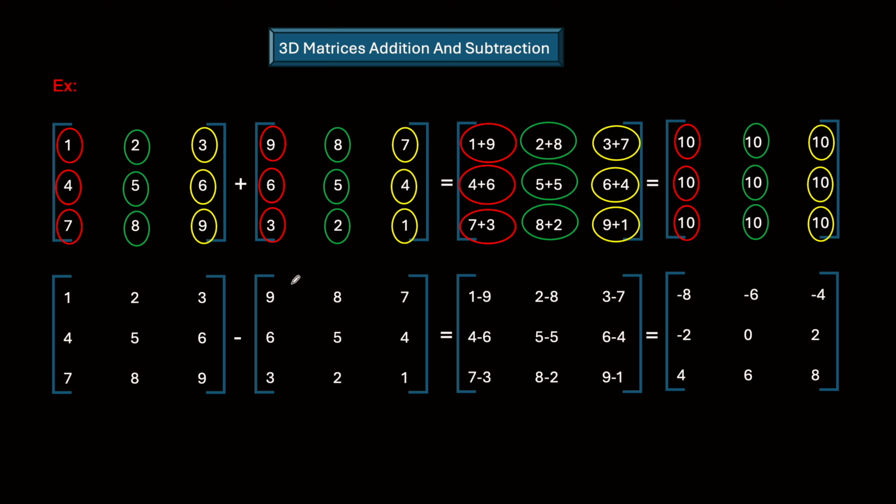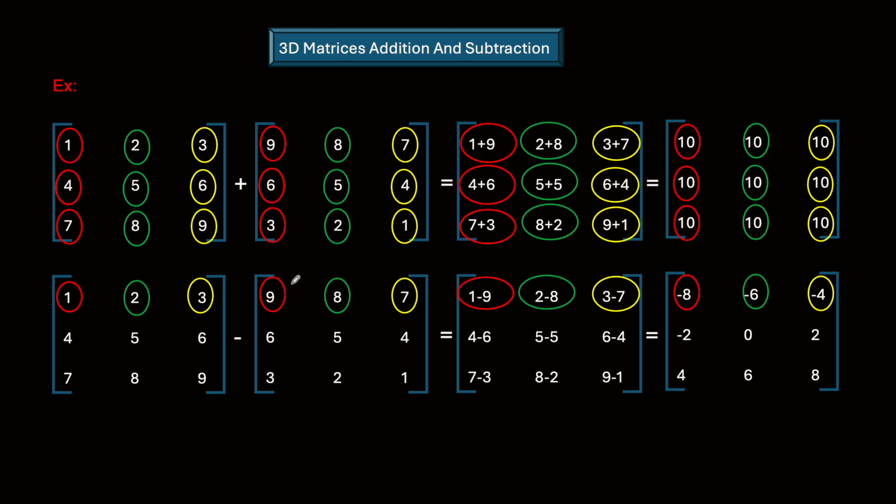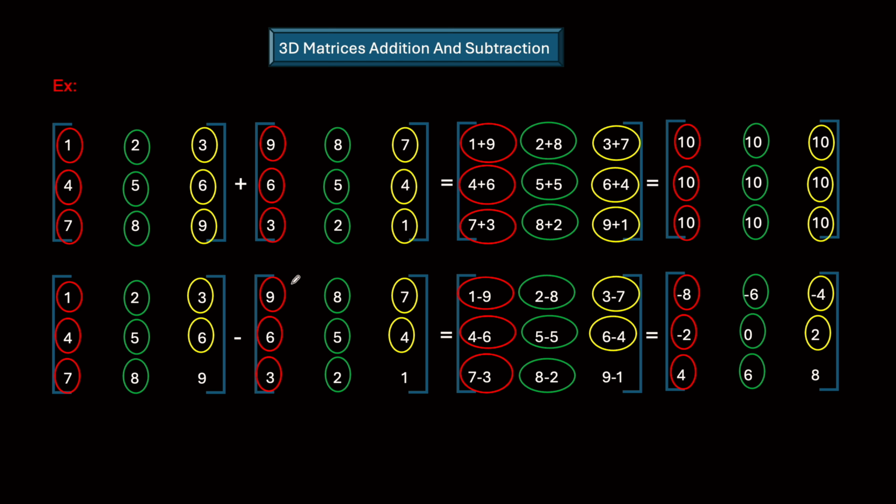The same for subtraction. 1 minus 9 is equal to minus 8. 2 minus 8 is equal to minus 6. 3 minus 7 is equal to minus 4. I think it is clear for you now. We do the same for the other numbers.